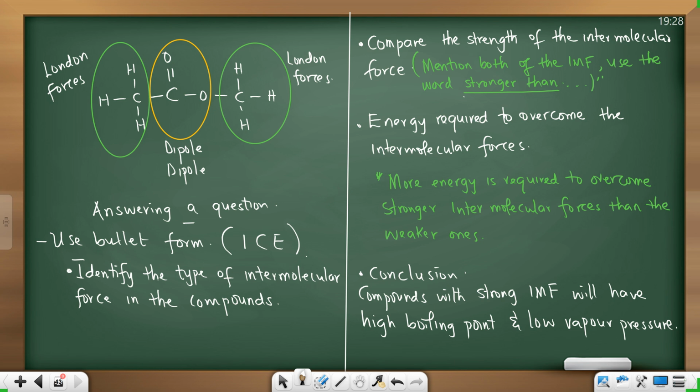ICE principle. Identify the type. You use that table for that. Compare. You use the table. And then you tell us about the energy. The energy required to overcome this is more than the energy required for the other. Bullets. Use bullet form. I'm done with intermolecular forces for now.